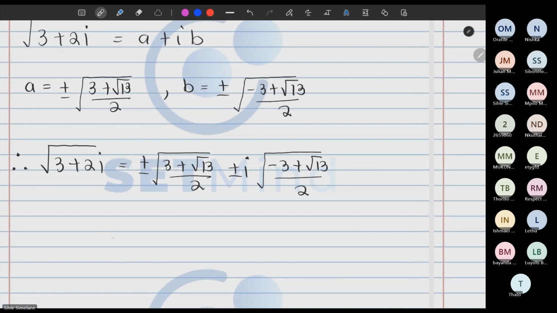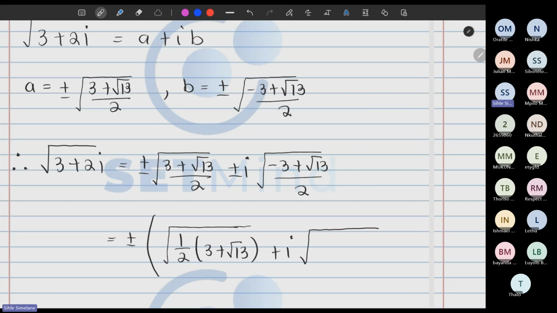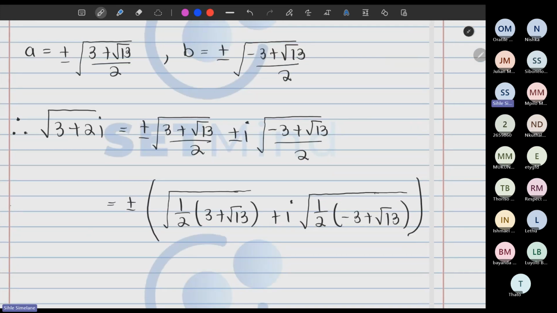So finally, I can just pull out the plus or minus, open the bracket, and simply have the square root, and then I can see I have a common factor of a half. So I can pull out the half here and just say I have 3 plus square root 13, and then plus i, square root of, I can see I have a common half, I can pull it out, and then say -3 plus square root 13. And then there you go. That is our answer to this question here of 3 plus 2i.